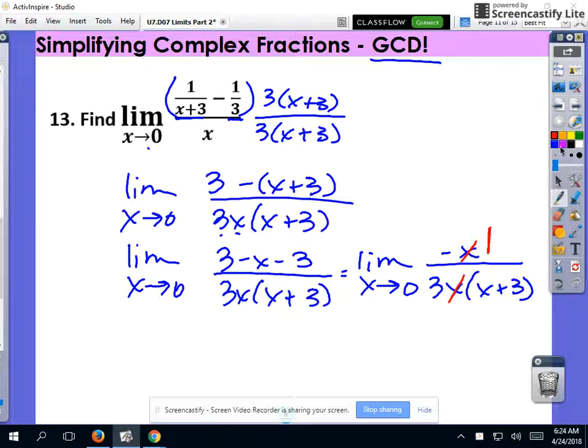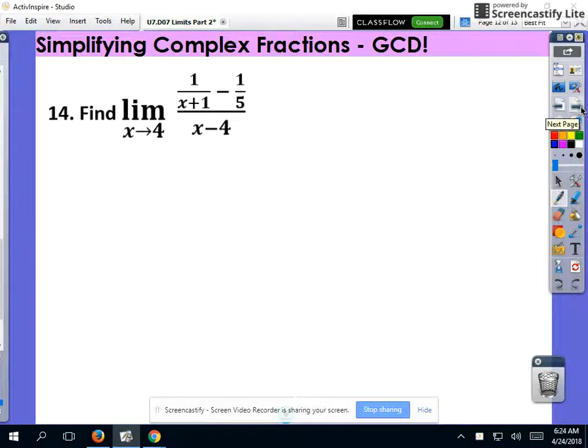So we can go ahead and plug in 0 and see what happens, because at least we have a value on top. We know we have a value on top, and the value on top is negative 1. So this is negative 1 over, if you plug in 0, you get 9, 3 times 3. So that is what we're approaching on either side.